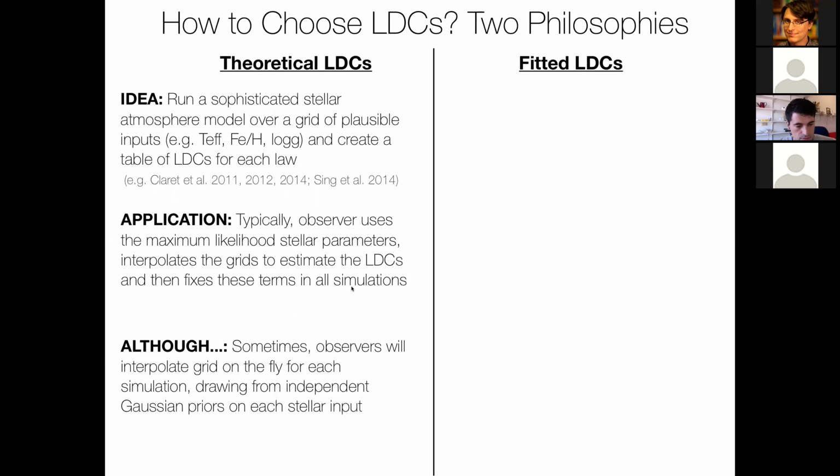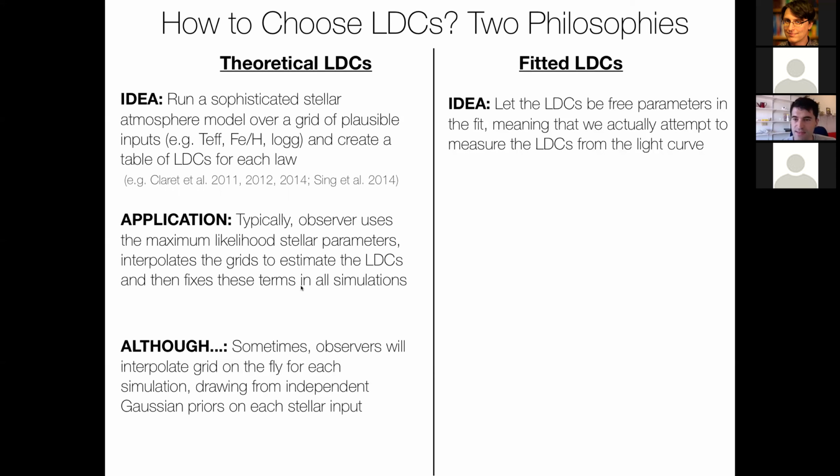Sometimes observers will interpolate the grid on the fly, so every single step of their Monte Carlo MCMC or whatever it is they're doing, they will actually re-interpolate that grid over and over again. And the interpolation is different because they draw the stellar inputs, these parameters here, from, say, a Gaussian prior. I don't think I've ever seen anyone do anything other than a Gaussian prior, and they're independent Gaussian priors, which might not be the right thing to do. Is T_eff truly independent of metallicity when you make these measurements? There's reasons why that's a good idea and a bad idea, but I'm not going to go too much into those.